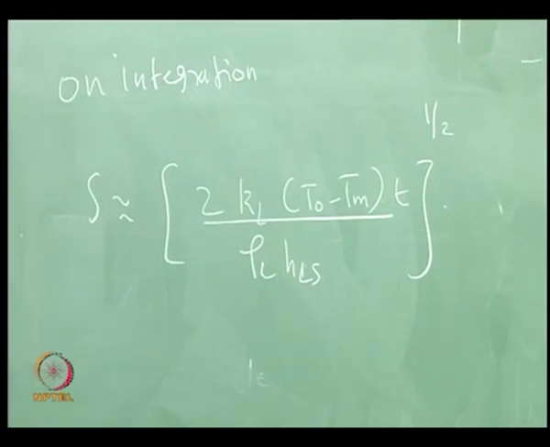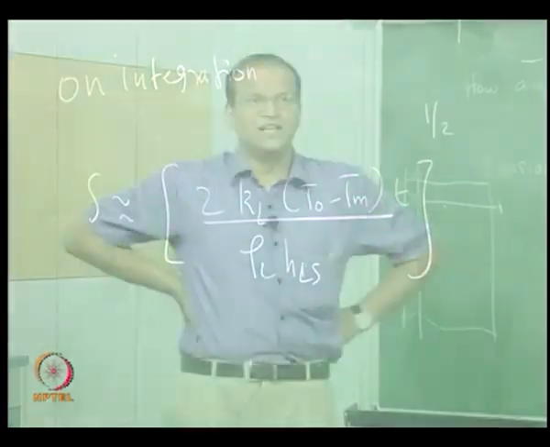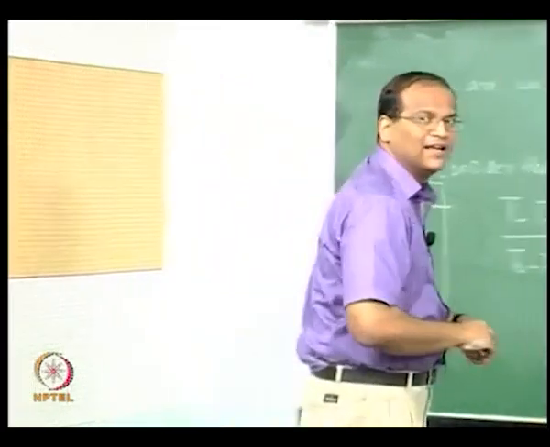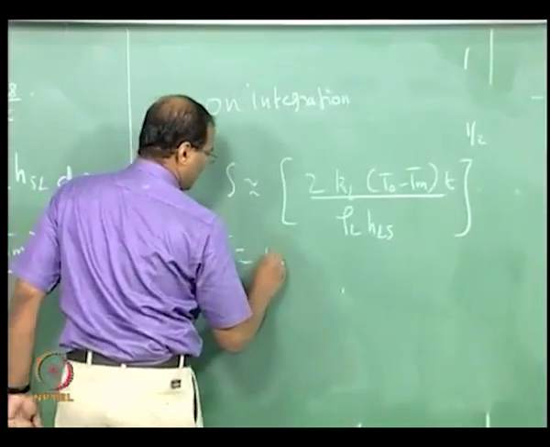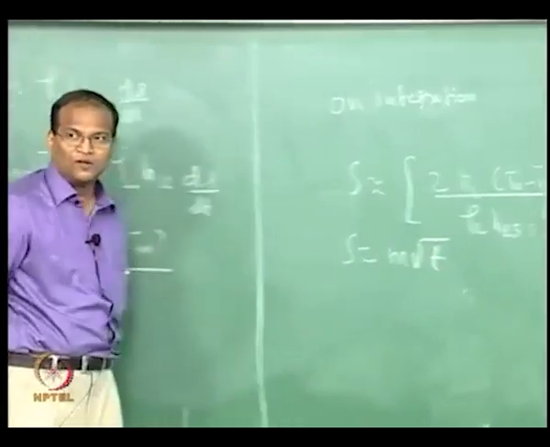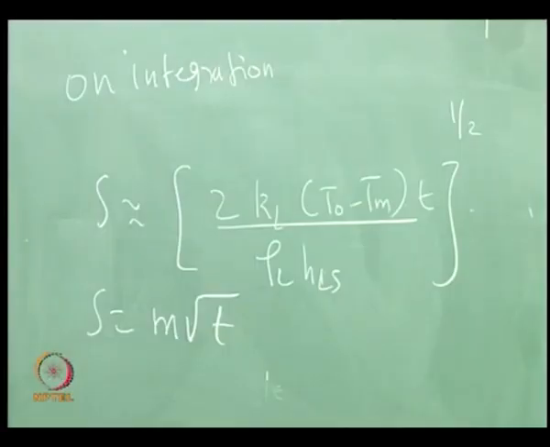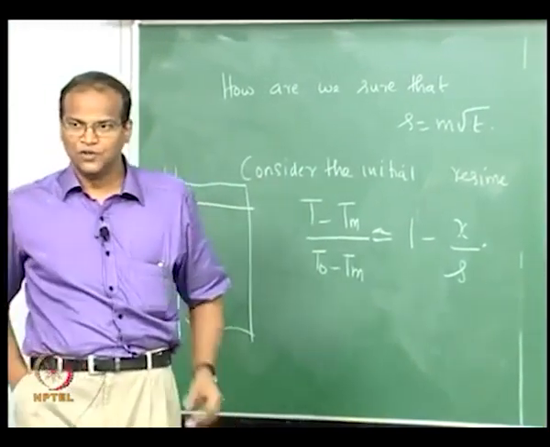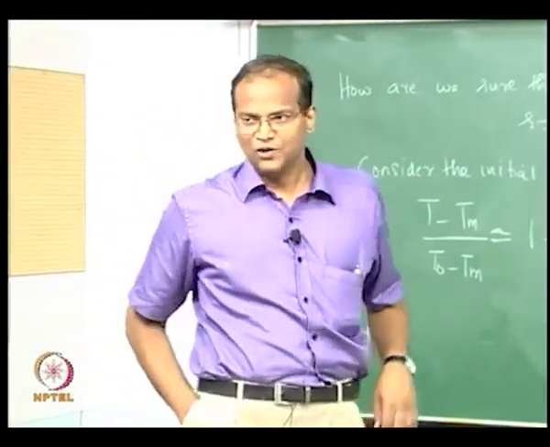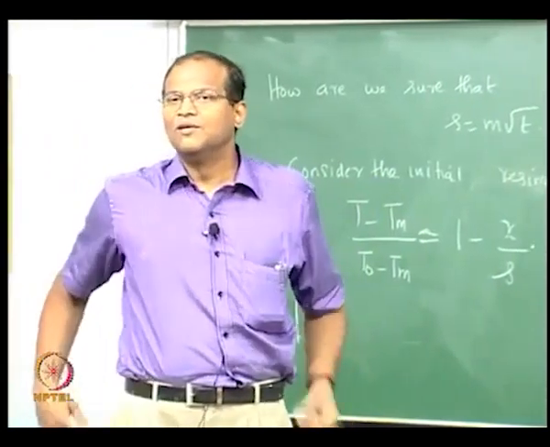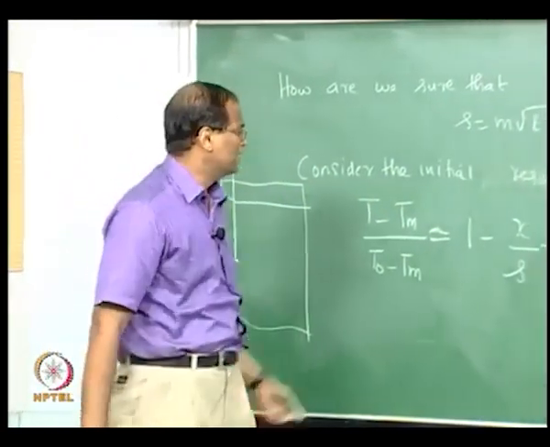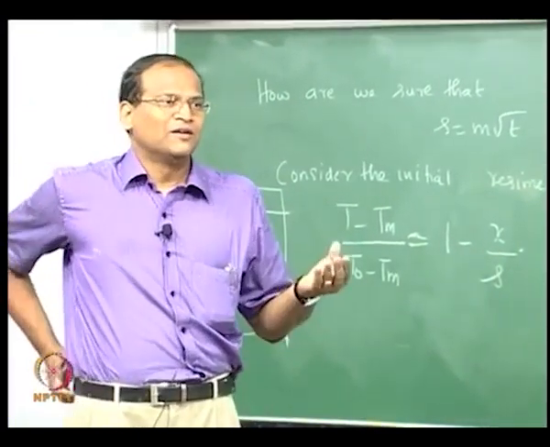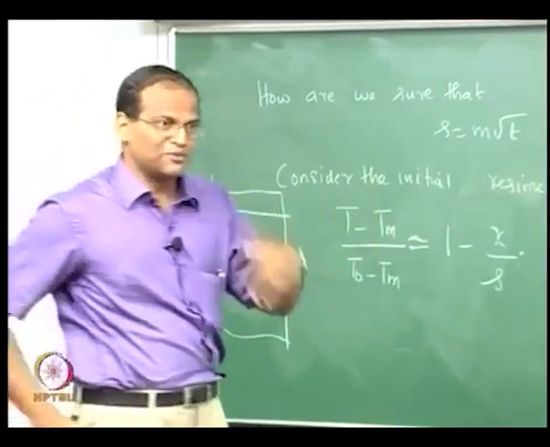Now KL, rho L, HL are all properties of the medium, and T naught minus Tm is the initial temperature excess, the temperature excess with respect to the boundary. Therefore, S is indeed proportional to root t. So in the initial portion of the regime, when the temperature profile is approximately linear, this is called the scaling analysis. You are approximately getting a scale for this. Instead of boundary layer thickness, we call it the melt thickness. So you have to get S equal to m of root t from scaling analysis.